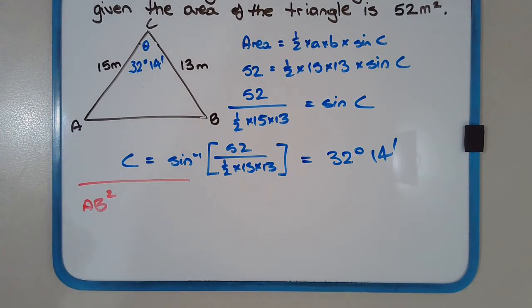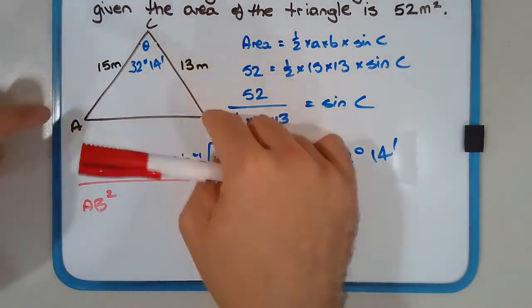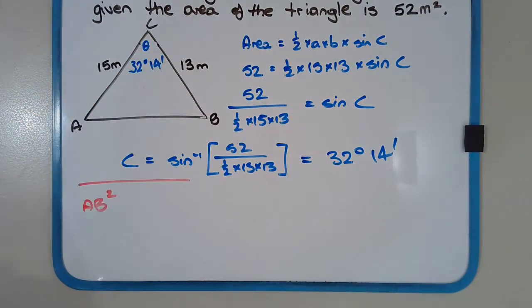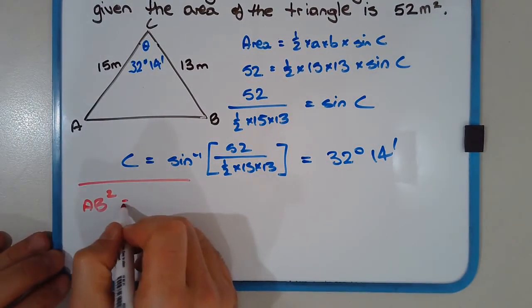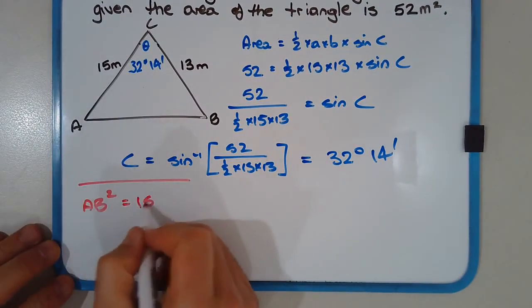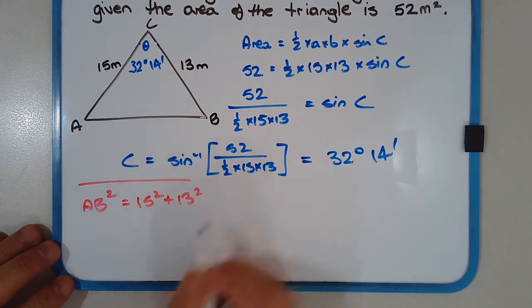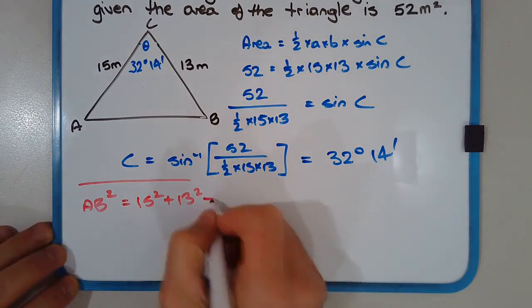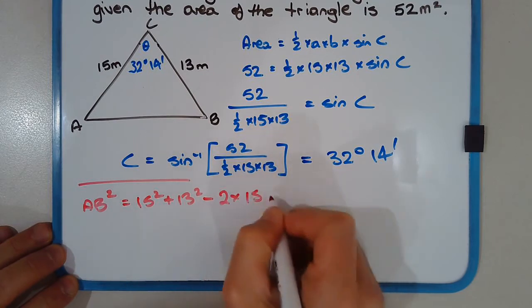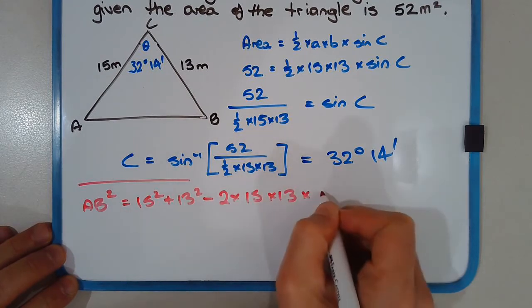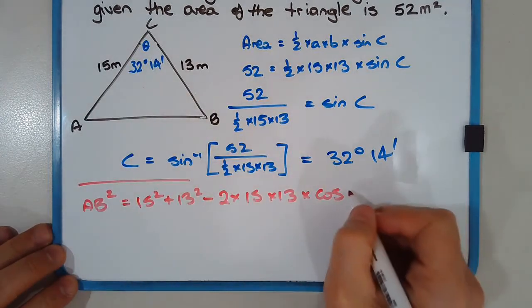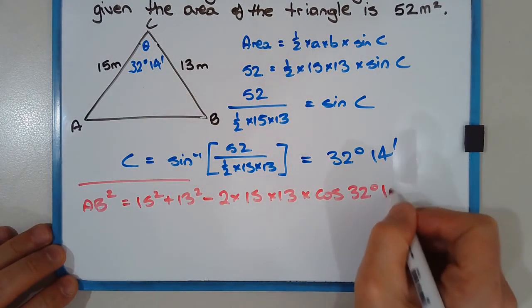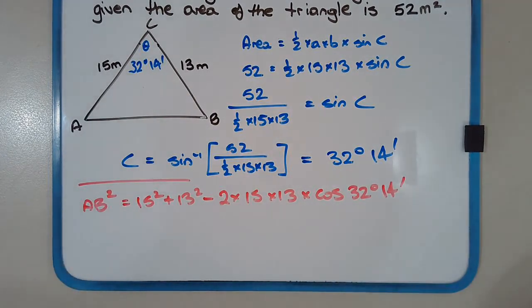We're going to use the cosine rule for that, because we have two sides and an included angle. So AB squared is equal to 15 squared plus 13 squared. Remember that one? a squared equals b squared plus c squared minus 2bc cos A. So minus 2 times 15 times 13 multiplied by cos of the angle, 32 degrees, 14 minutes.